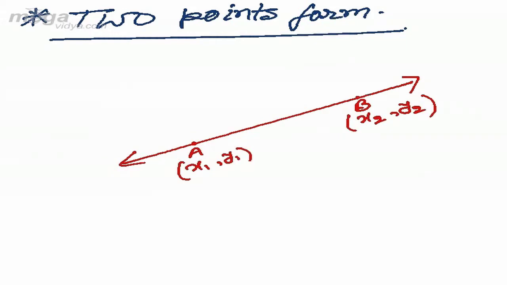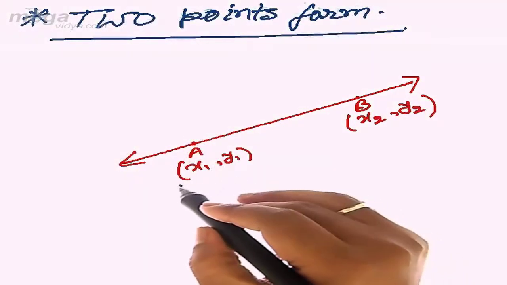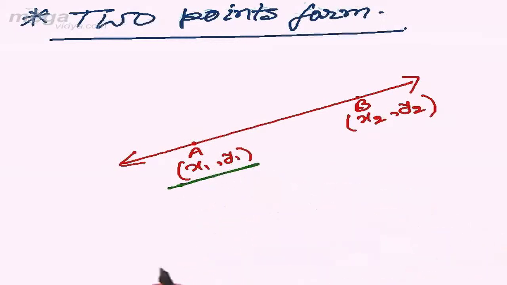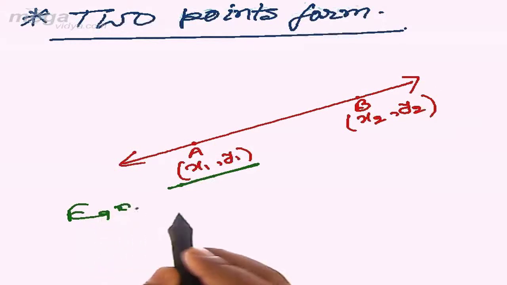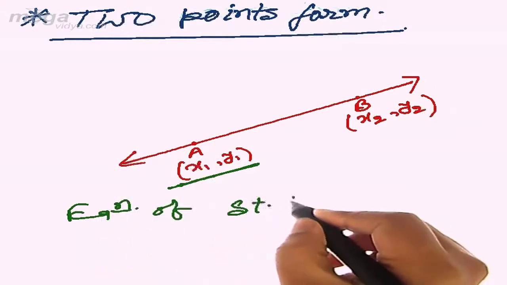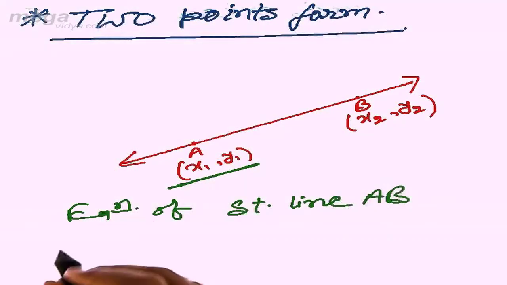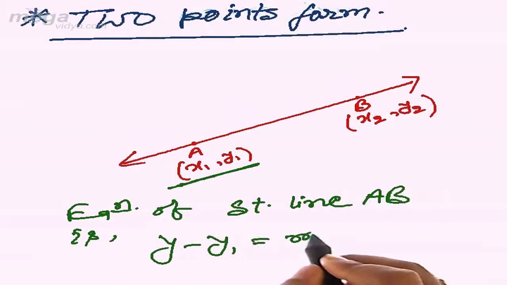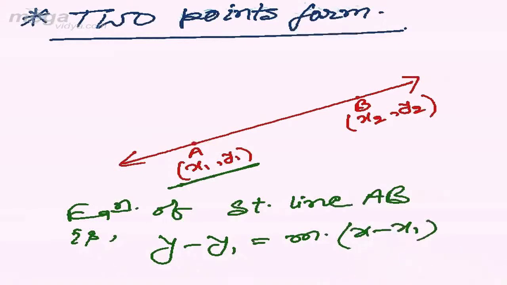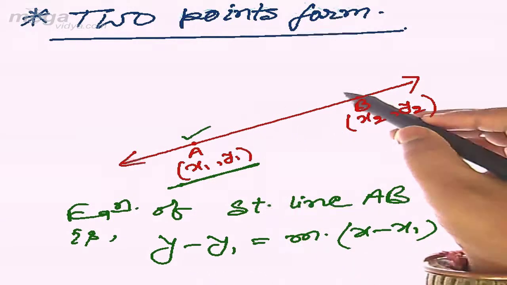We can use here the point slope form. Because the line is passing through this point, using the point slope form, we can write the equation of straight line AB as y minus y1 is equal to m into x minus x1. But m is not given. So we'll find the m using these two points.